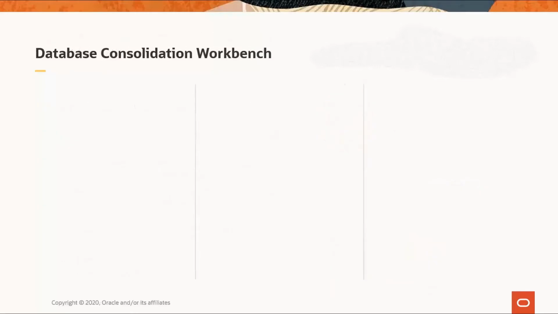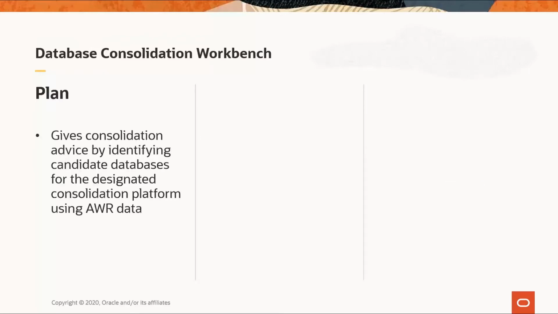We have three main steps on the Database Consolidation Workbench. The first one is to plan. On the plan phase, Oracle Consolidation Workbench will give you consolidation advice. It will identify all those candidate databases for that designated consolidation platform. Everything is based using AWR data. At the end, you get an estimate of all the requirements needed for that consolidation project.